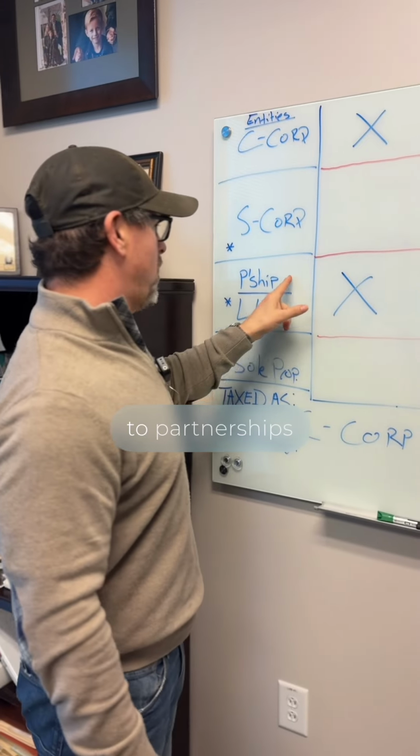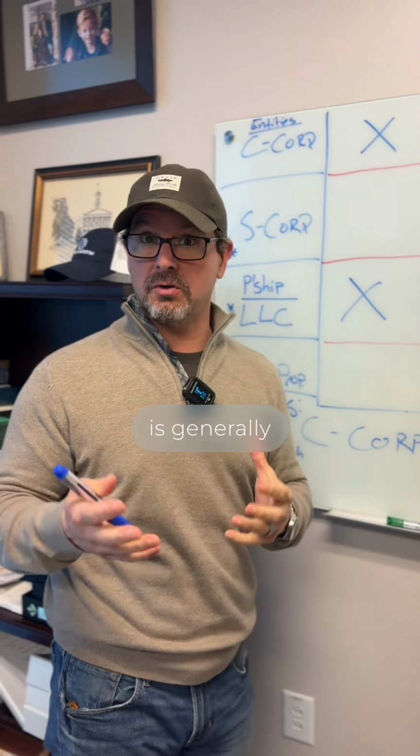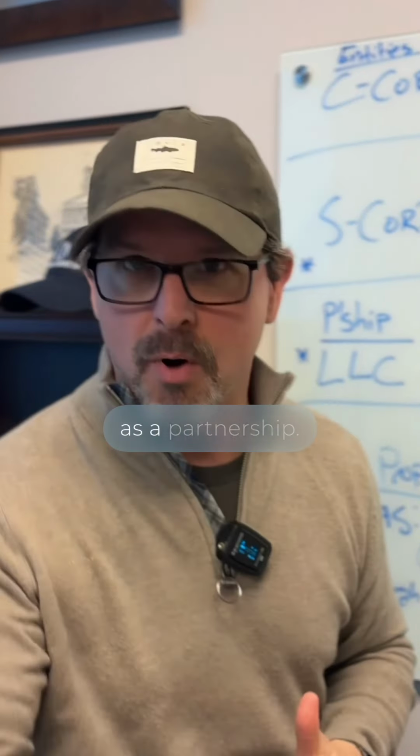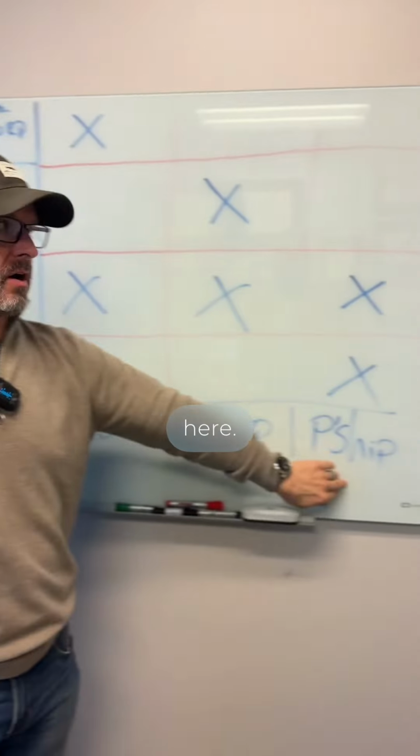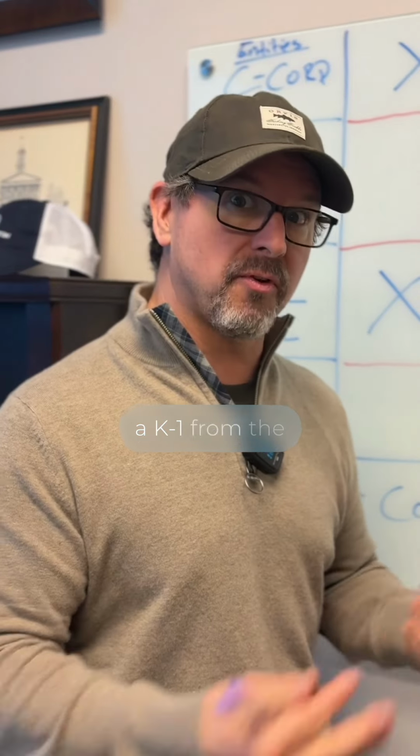Then we get down to partnerships and LLCs. A partnership in and of itself is generally taxed as a partnership, and that is over here. That is pass-through treatment onto your Schedule C. You will be issued a K-1 from the partnership.